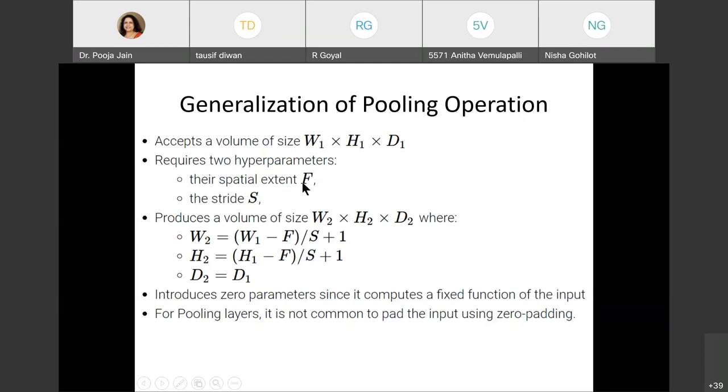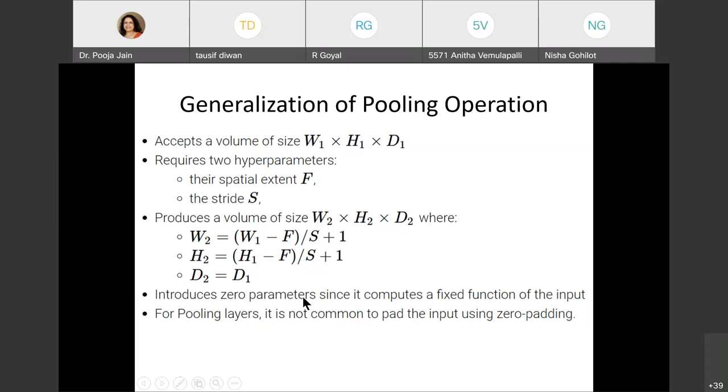D2. W2 is computed as W1 minus F divided by S plus 1. And H2 is also computed as H1 minus F divided by S plus 1. D2 is equal to D1, which means when we apply a pooling layer, the depth does not change. That's why D2 is equal to D1. There are zero parameters associated with the pooling operation as it computes a fixed function of the input.